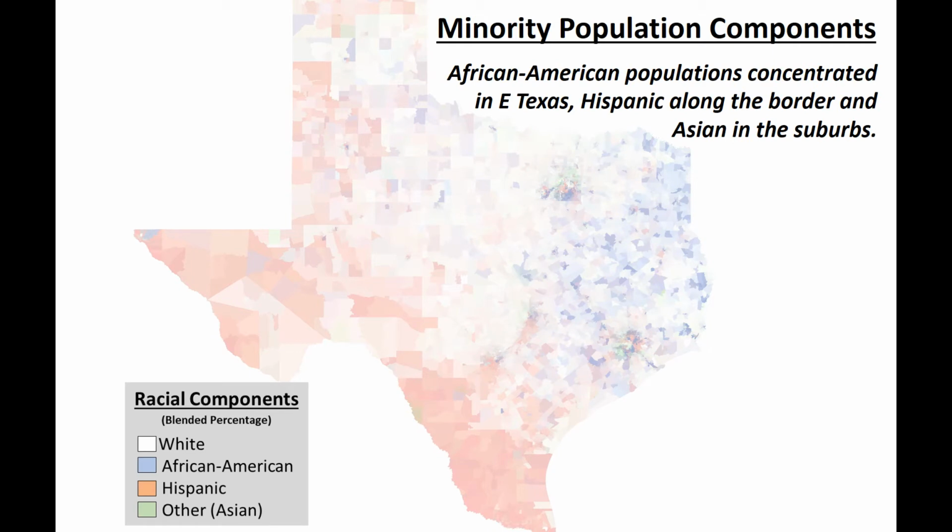This subtle map uses color to show where minority groups tend to live. African Americans in East Texas in blue, Hispanics in red along the border, and if you look closely, you can see clusters of Asian populations around the cities shown in green. The very light areas are high percentages of white majority.